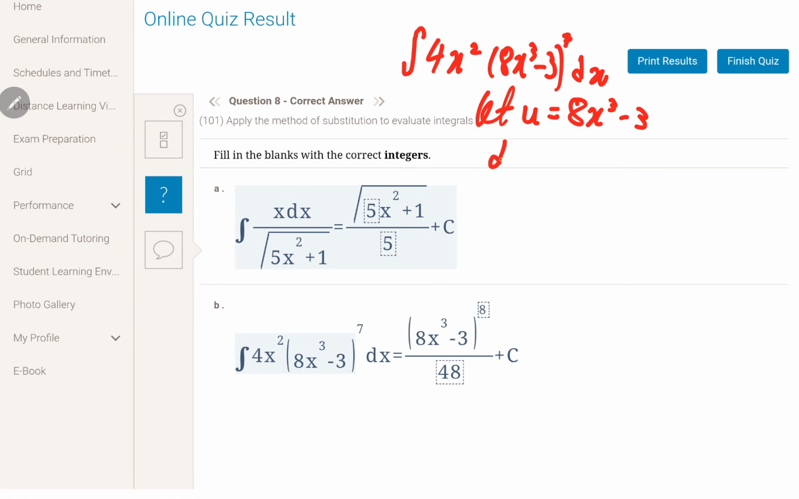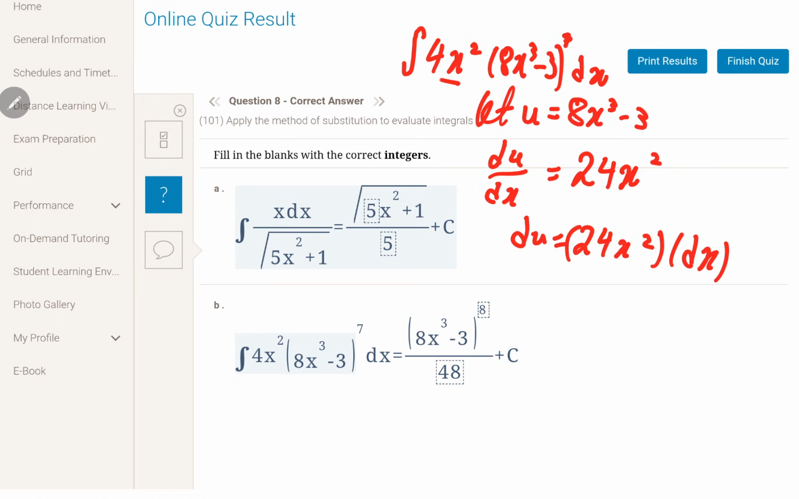So then du by dx is what? du by dx is going to be 8 times 3 is 24, 24x squared, that's it, right? Because this is a constant and a constant differentiates to 0. So du is equal to 24x squared dx. Now, here you have 4x squared inside, right? Let me change back to blue. You have 4x squared. So what are you going to do?